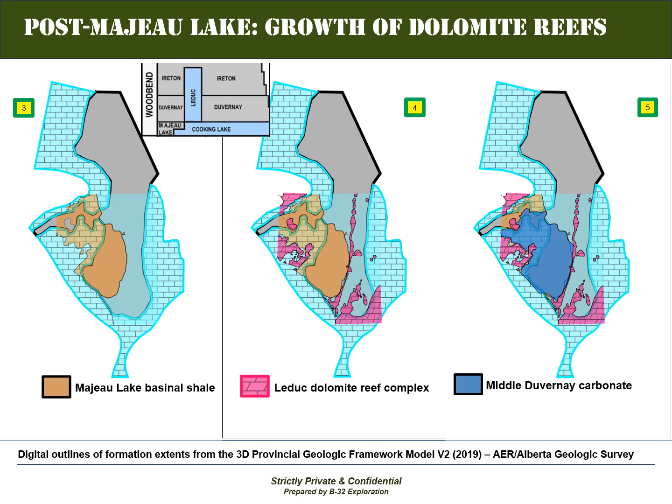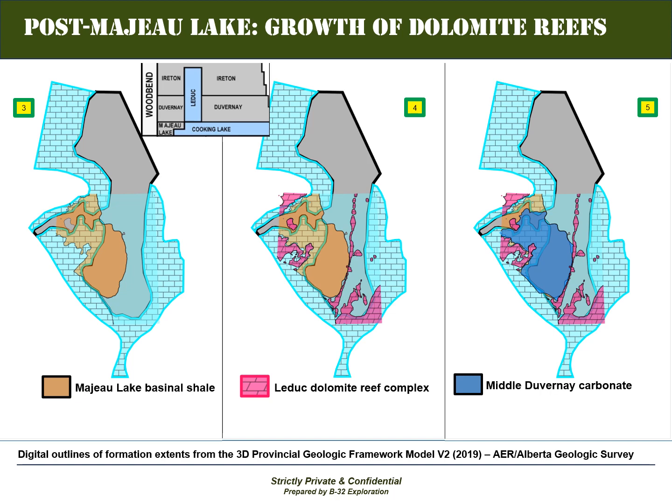In between item number 4 in the middle, which is the Duke system, and item number 5, which is a continuation or the middle part of the Duvernay, I just wanted to show how the middle Duvernay carbonate, sometimes called the El Diablo, fits geographically right over top of the Majeau Lake basinal shale.